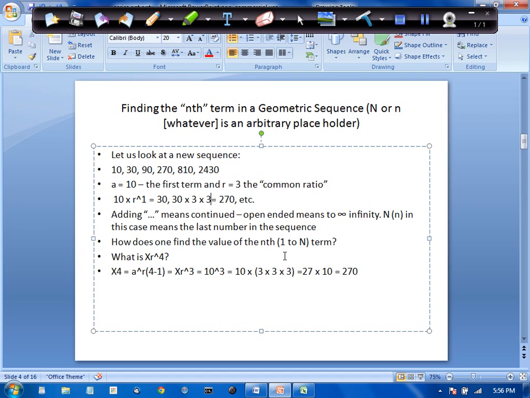How does one find, in a geometric progression, the value of the nth term? Well, it's fairly simple. Because the first term isn't operated on, say you want to look at the fourth term, then you go ar to the 4 minus 1. So the general way of writing that is ar to the n minus 1. That's fairly simple to understand because the first term isn't operated on. The first term was there. It wasn't created by any geometric progression. Or it could have been, but we didn't start with that.